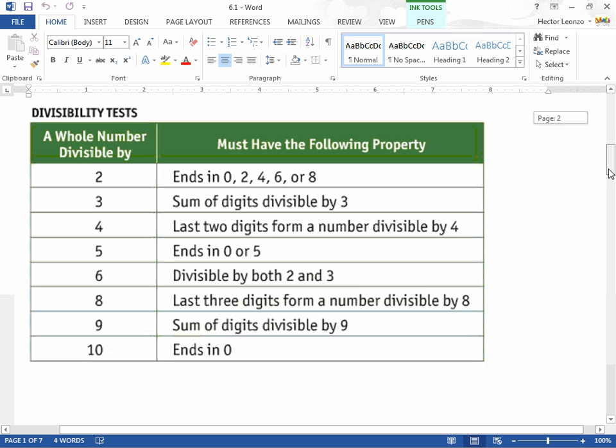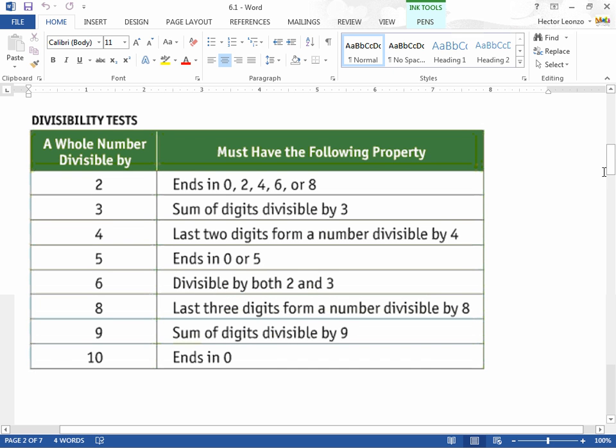So let's take a look at one thing here. I have this table. Make sure you check out my PowerPoints. This table's there, and it's going to help you out. A number is divisible by 2 if it's an even number. That means it ends in 0, 2, 4, 6, or 8.